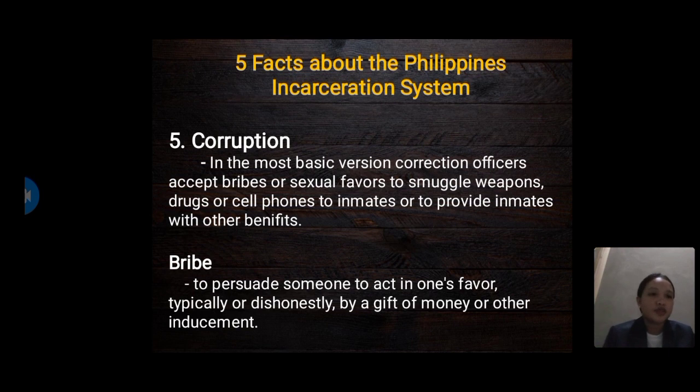So last is the corruption. In the most basic version, correction officers accept bribes or sexual favors to smuggle weapons, drugs, or cell phones to inmates or to provide inmates with other benefits. So a bribe is to persuade someone to act in one's favor, typically dishonestly, by a gift of money or other inducement. So that's one of the things happening inside the corruption.